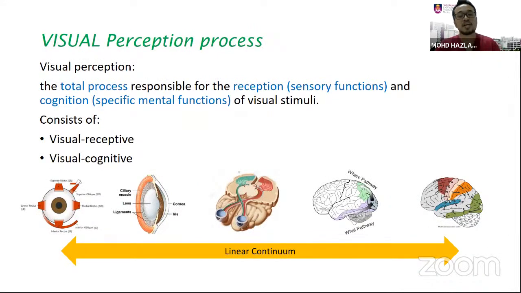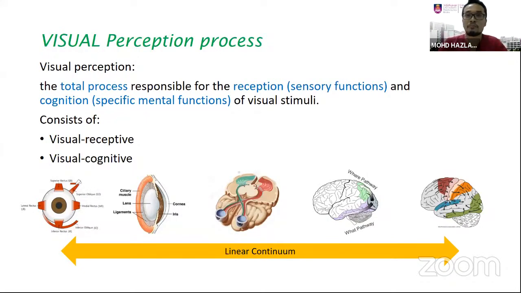Okay, so we have a basic understanding about perceptions and occupations. So now we are going to look deeply at the visual perception process. Visual perception is a total process. When it says a total process, it means that an exact definition of what visual perception is is not really there, because it is a very complex process.